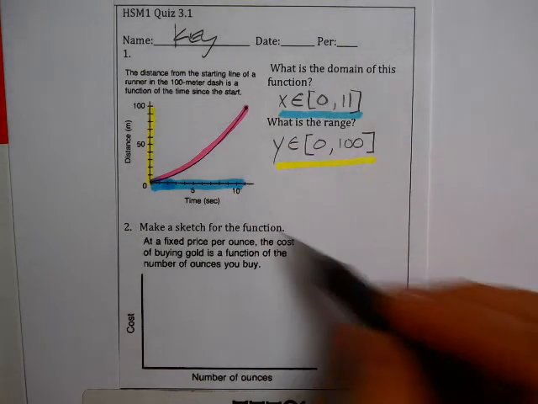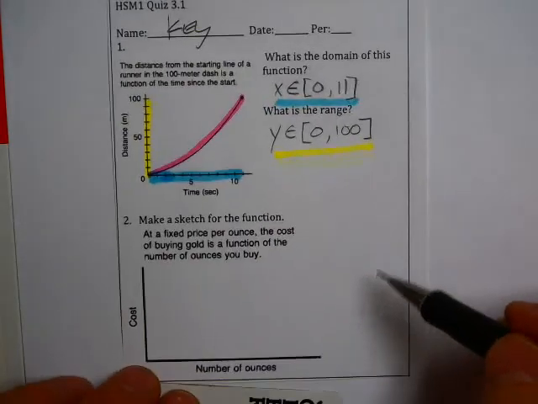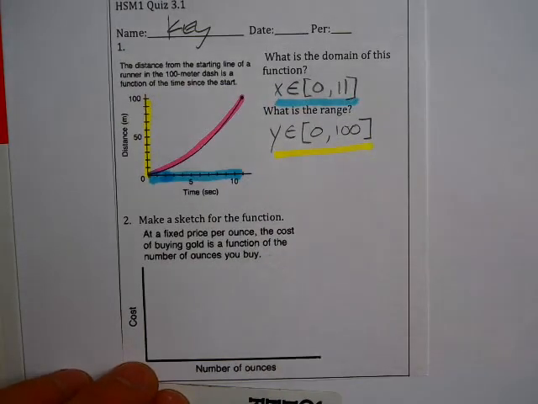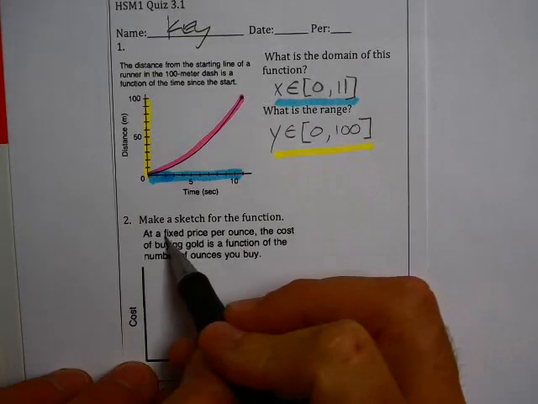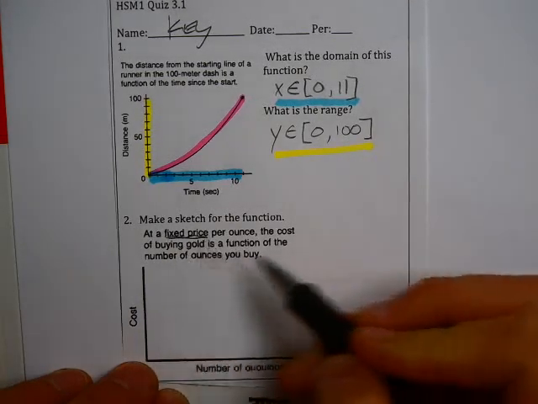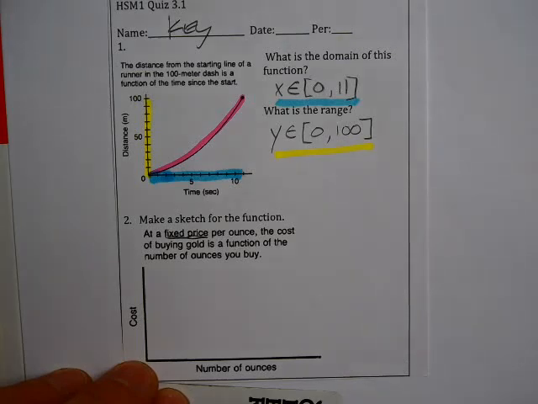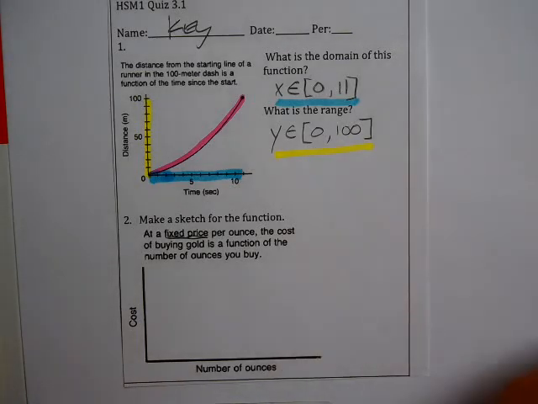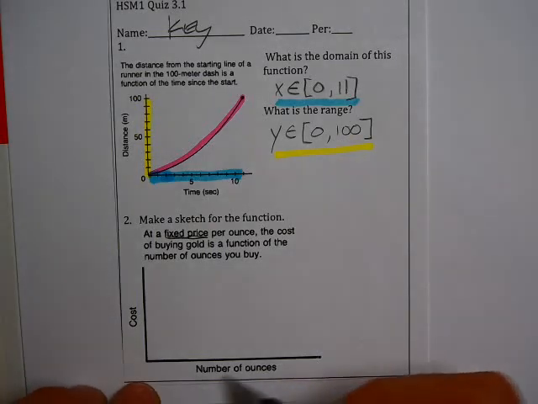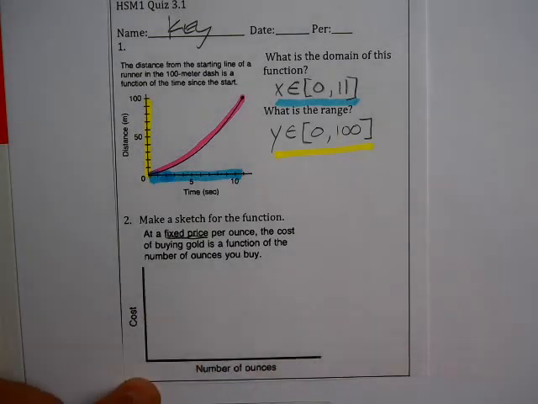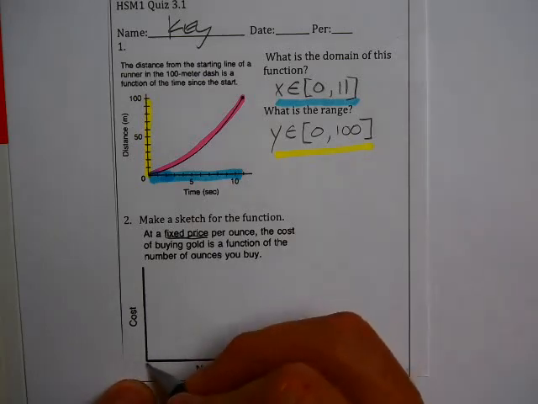Okay, to me that's the bigger part of this. Number 2 is looking for the students to identify a couple of things. We've got a fixed price. We're talking about gold. There's a fixed price per ounce. It doesn't tell us what the price is. So we've got number of ounces and cost, and the idea for this problem is for the students to come up with what a graph might look like in a situation like this.